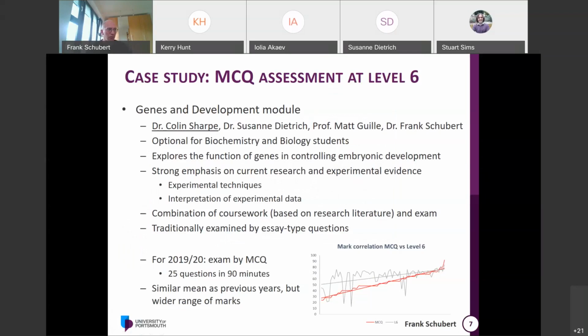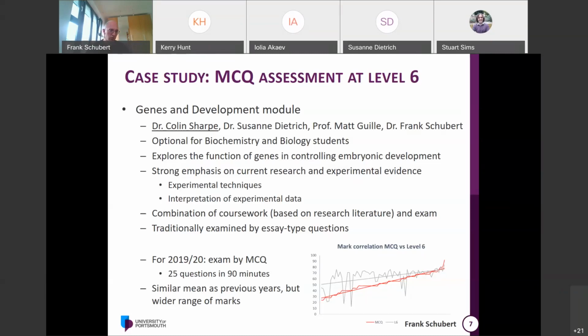In this module, we have a really strong emphasis on experimental evidence, both the experimental techniques, but also the interpretation of experimental data. It's assessed by a combination of coursework and an exam. And traditionally, the exam was based on essay questions. We changed it this year for an MCQ with 25 questions, time limited to 90 minutes, which seems to be a lot of time. But when we go to some of the examples, you will see that these questions are complex.